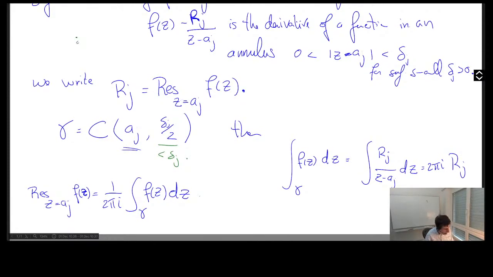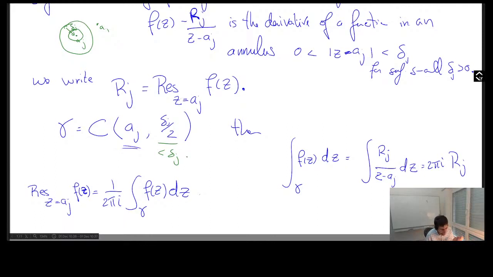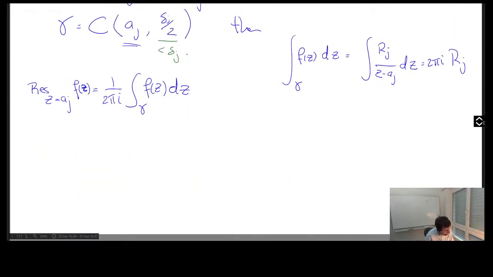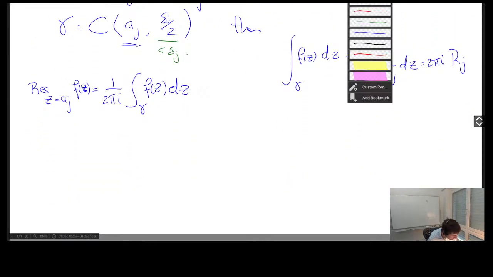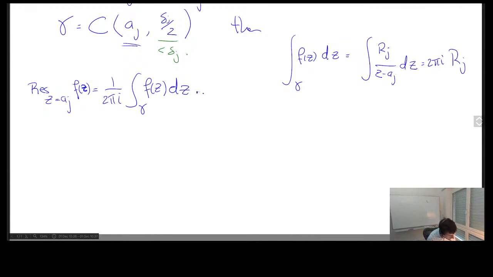The point being that if you have a_j, there might be another singularity, say a_1, here. So I want to restrict to inside of that, and I call this delta_j. I just wanted to make sure that we were somewhere inside of that, so I called it delta_j over 2. Okay, thanks for the question.